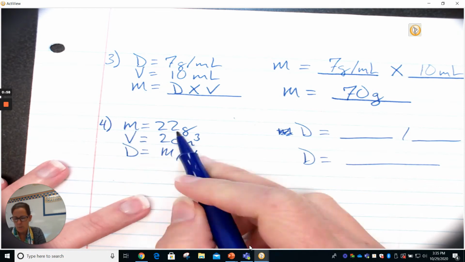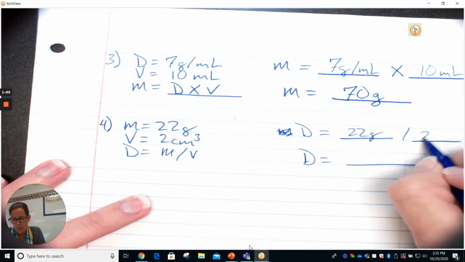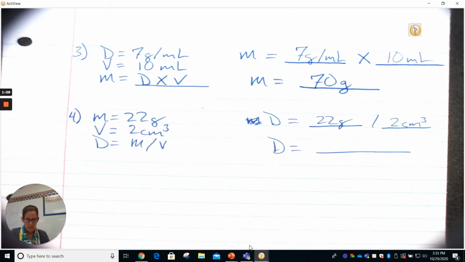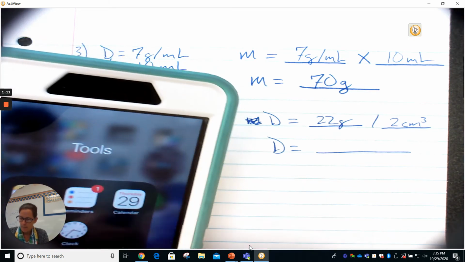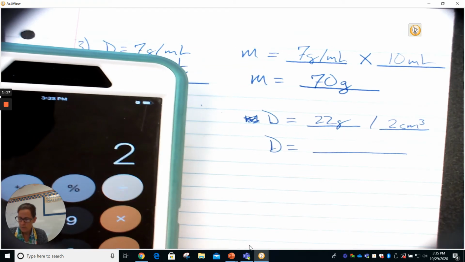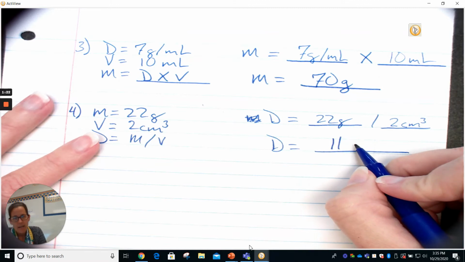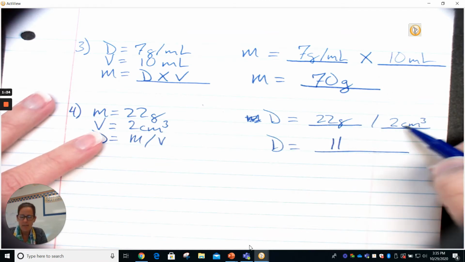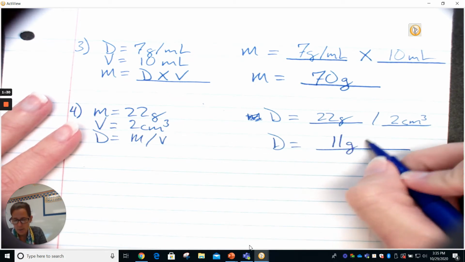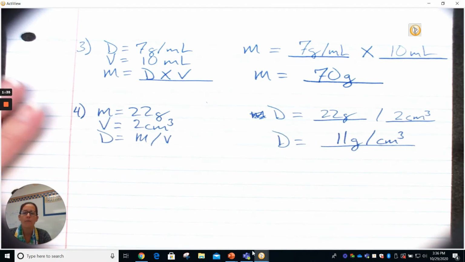So our mass right here, 22 grams. Our volume is 2 centimeters cubed. And we can plug this in our calculator if we need to, and that's okay. So our mass is 22 divided by 2, and that is 11. So I'm going to put 11 right there, and remember, we move our units down because this is science class and units are super important. So 11 grams per centimeter cubed. That's going to be our answer for number 4.